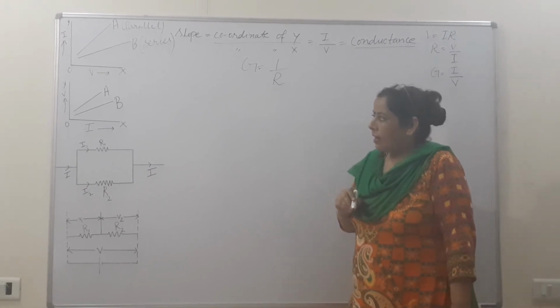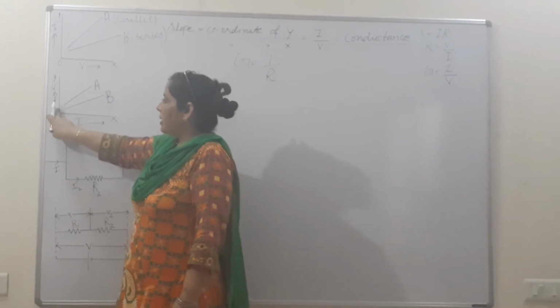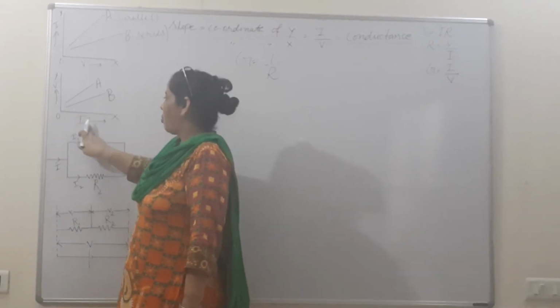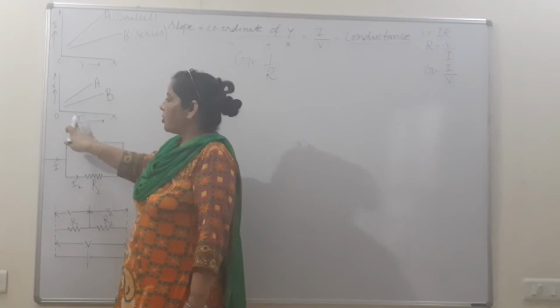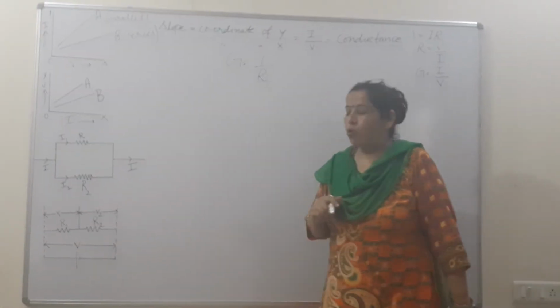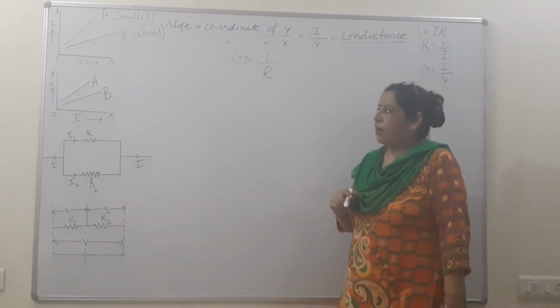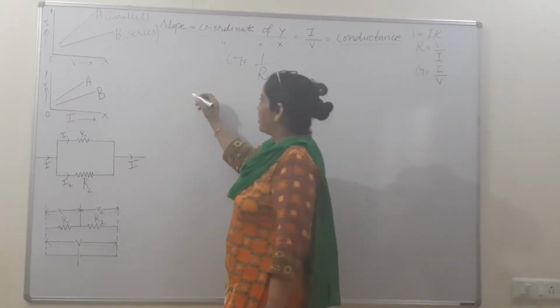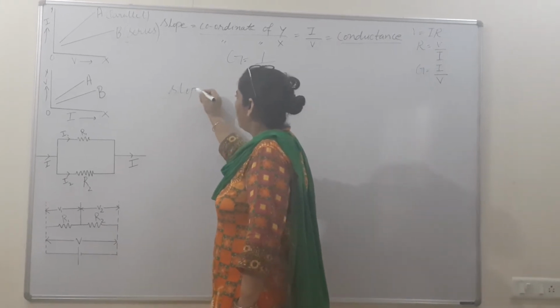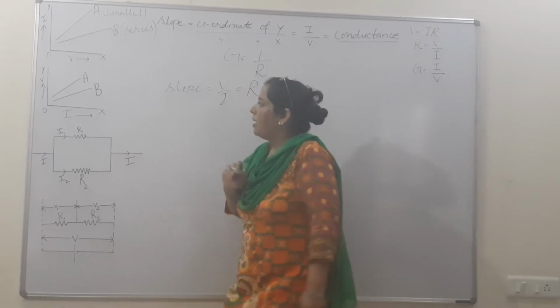Then, beta, the second graph is the VI graph. V is plotted on the y-axis and I is plotted on the x-axis, so this is called the VI graph. The next question they will ask you is what the slope of the VI graph gives. The slope of the VI graph will give us resistance, because its slope will be equal to V divided by I. And what is this? This is R.